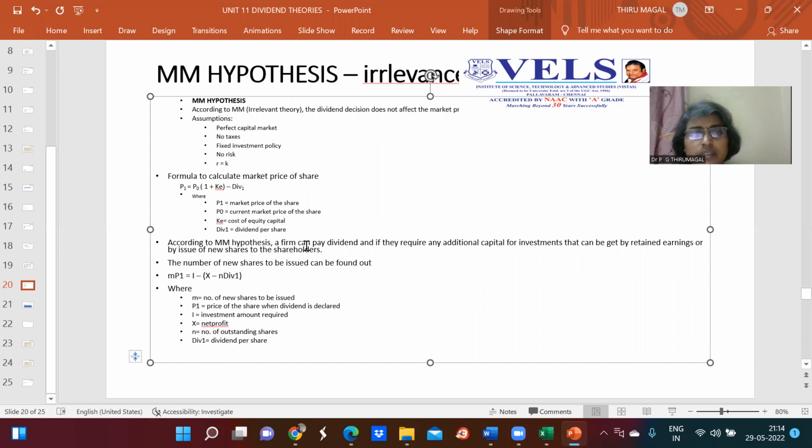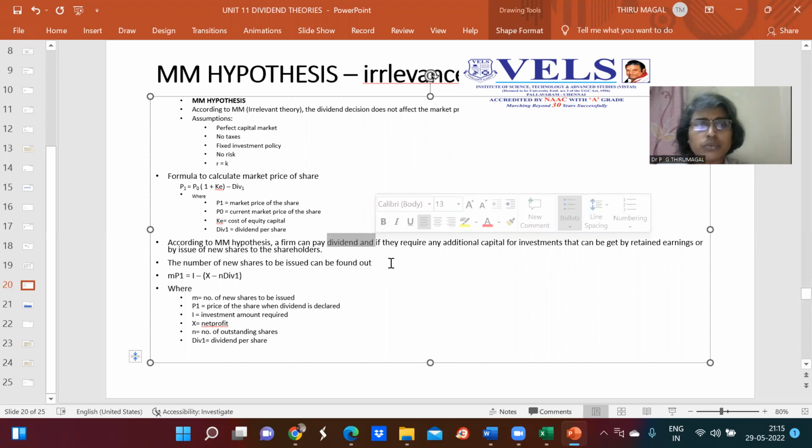According to the MM hypothesis, a firm can pay dividend, and if it requires any additional capital for investments, it can get it by retained earnings or by issue of new shares to the shareholders. This is the very important point. If they require additional capital, either they can get it from retained earnings, or they can go for an issue of new shares, but they can pay the dividend too. That is what the hypothesis suggests.